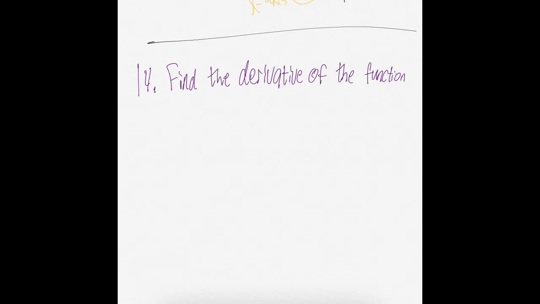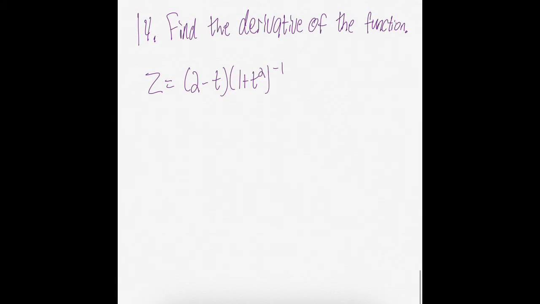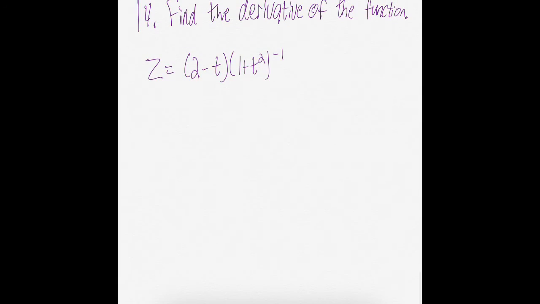Okay, sorry. Back to where we were, and where we were was problem 14, which I was so hype about. So here it says find the derivative of the function. So the function is z equals 2 minus t times 1 plus t squared to the negative first power. The reason I was excited about this is that there are two ways of doing it.